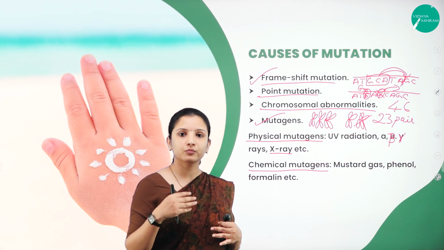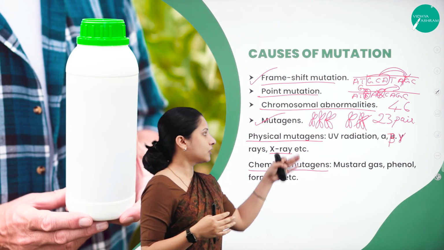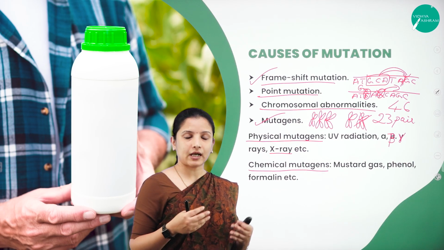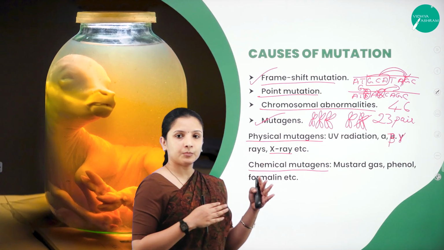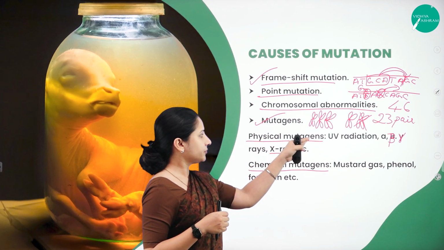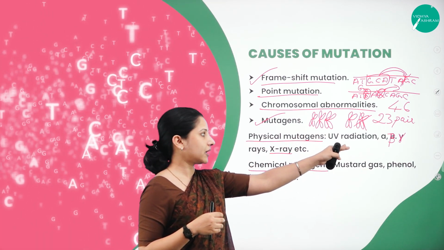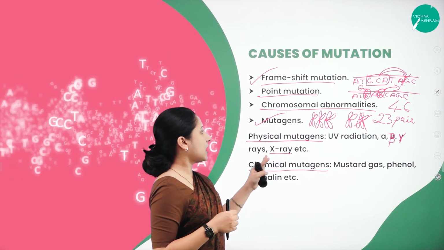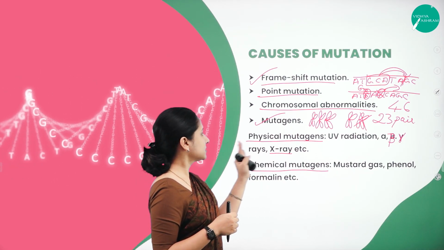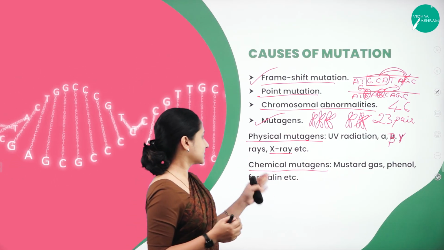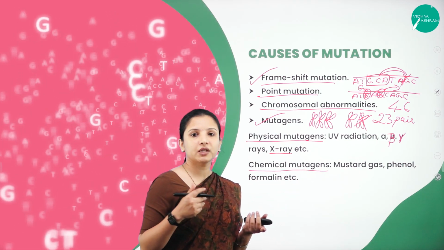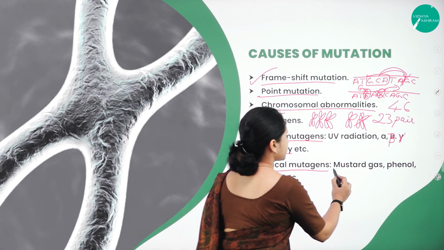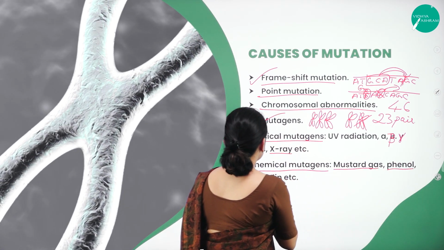Subjecting yourself to too much X-ray radiation will also lead to mutation. That is why soon after your X-ray is done, you will be asked to come out of the path of the radiation. So physical mutagens are caused by UV radiation, alpha, beta, gamma radiations, X-rays and all these things. Next, moving on to chemical mutagens. Chemical mutagens are usually mustard gas, phenol, formalin.